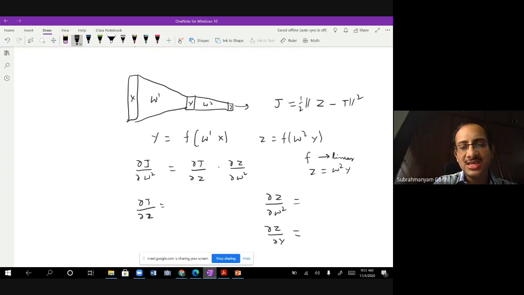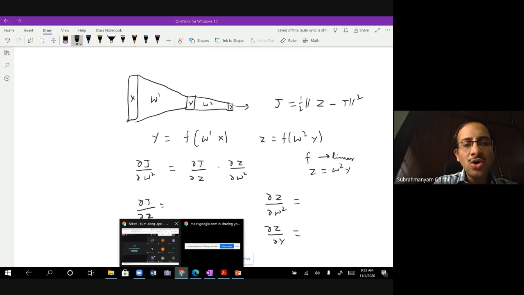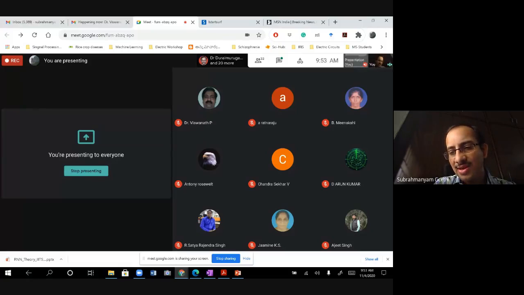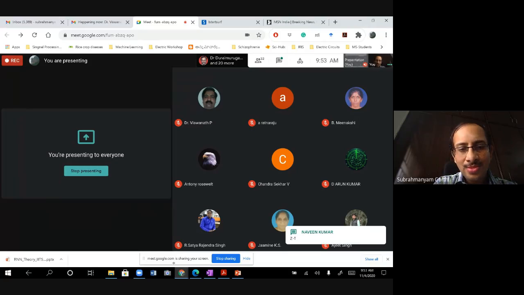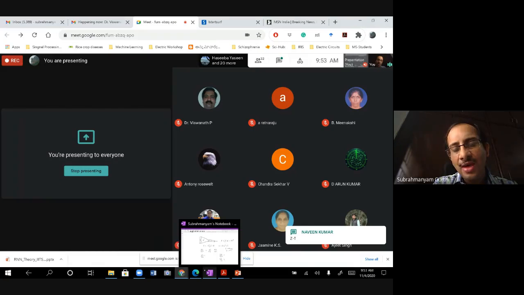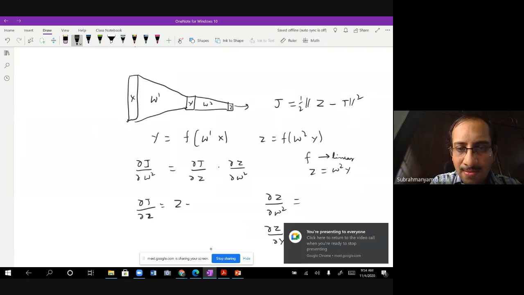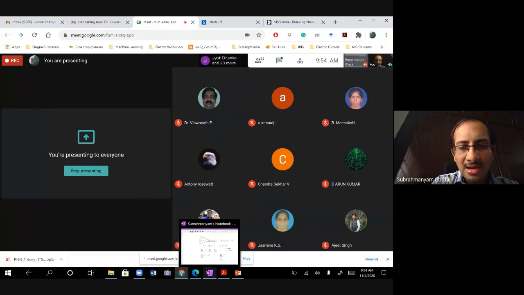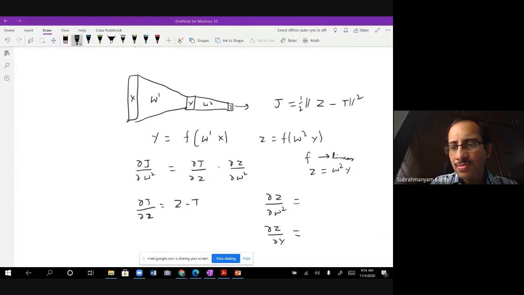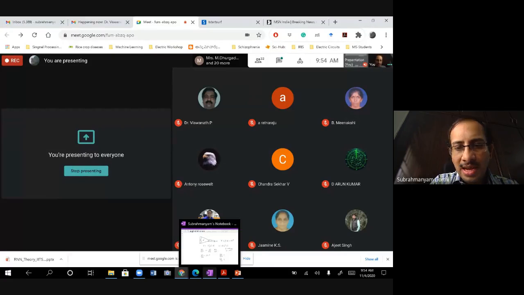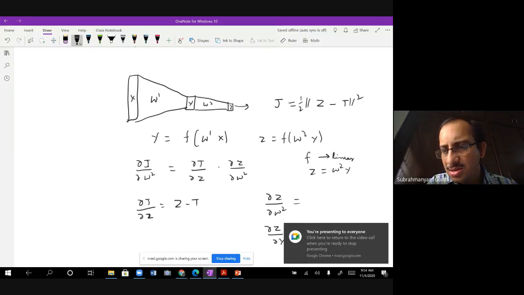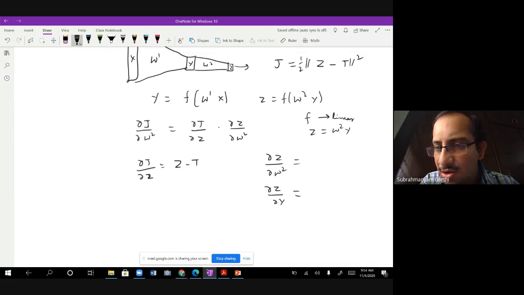So in backpropagation, which I think you might have heard earlier, first dou J by dou z. What is the answer? Can one of you quickly tell? z minus t, very good. And then what is dou z by dou y in vector form? Any answer? I will write it here. So dou z by dou y is equal to what?